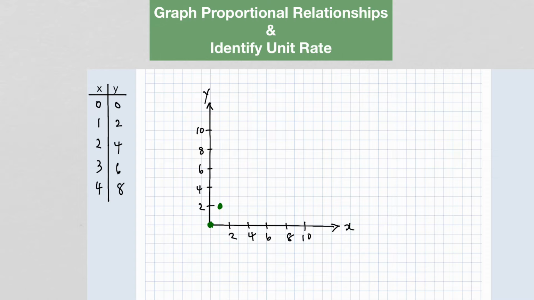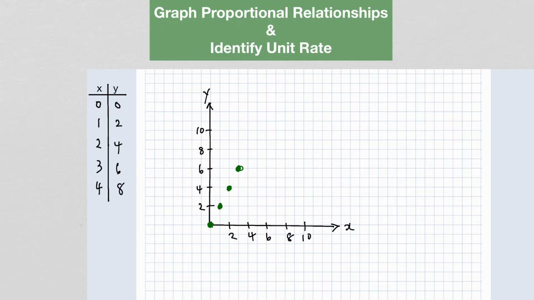And then the next ordered pair is 2 on the x, 4 on the y. So we're going to go 2 on the x-axis, and then we're going to go up to 4 on the y. See that? 4 on the y. So we're going to plot a point right there. Okay, and then we're going to do the same thing for 3, 6. So 3 on the x, 6 on the y. So we go to the x-axis right here, and we're going to go to 3. 1, 2, 3. And then we're going to go up to 6 on the y. 1, 2, 3, 4, 5, 6. Okay, so we'll plot a point there.